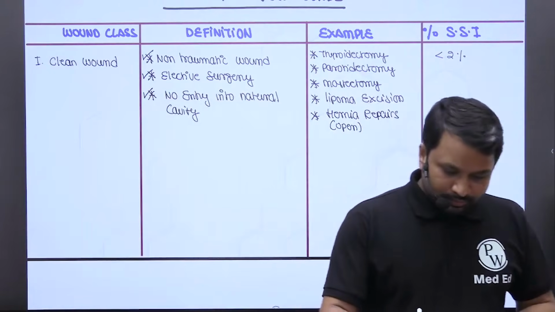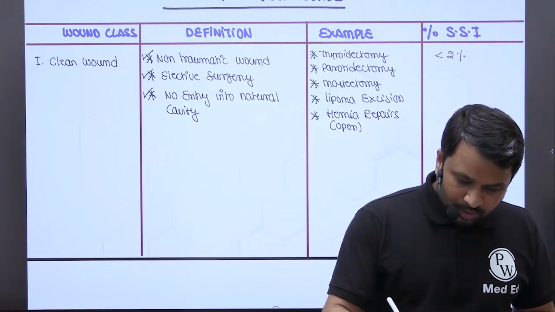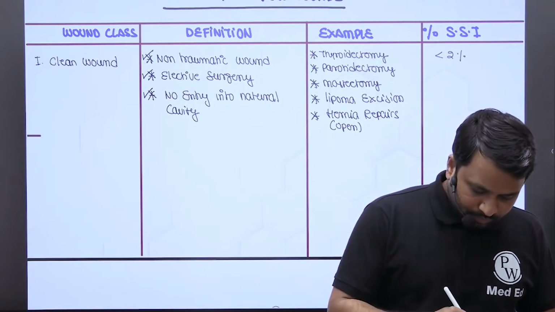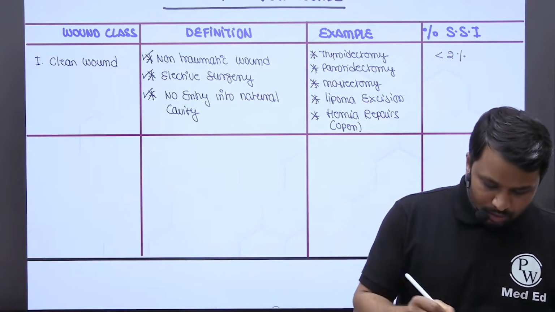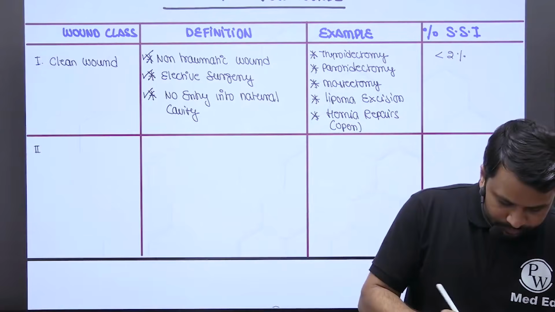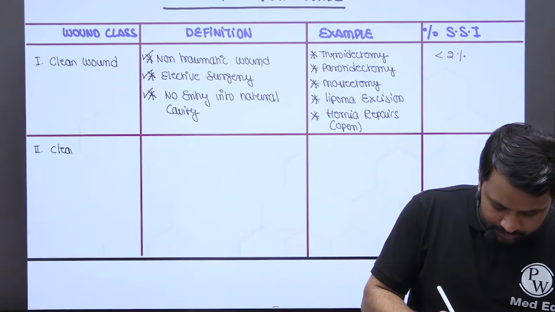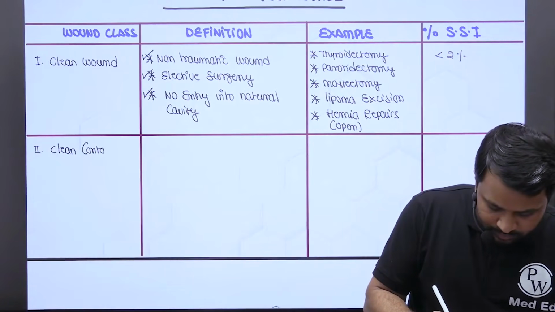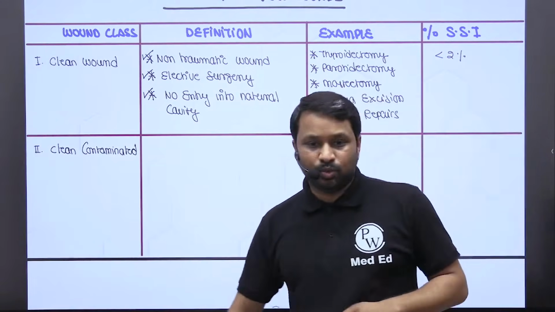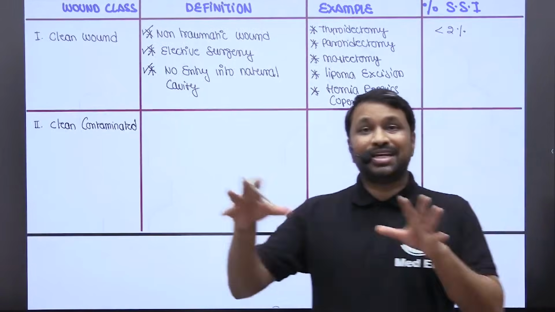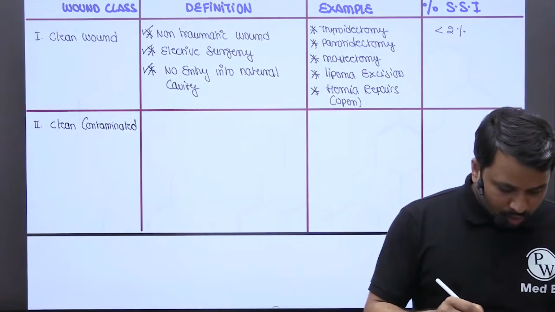Now, once you have defined the class 1, that is your clean wound, we'll go to class 2. So this is our class 1 wound. Next, going to our class 2 wounds. So class 2 is going to be clean contaminated. We're talking about clean contaminated wounds, right? So what is the definition or what is the criteria that fits into a clean contaminated wound?